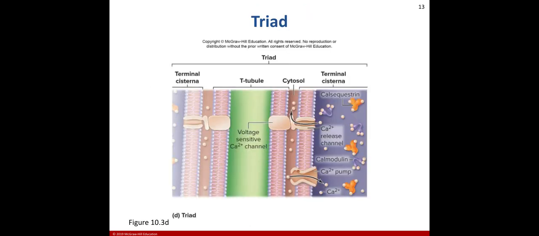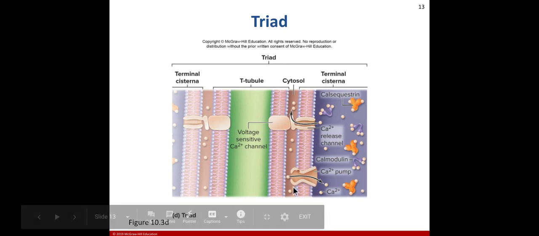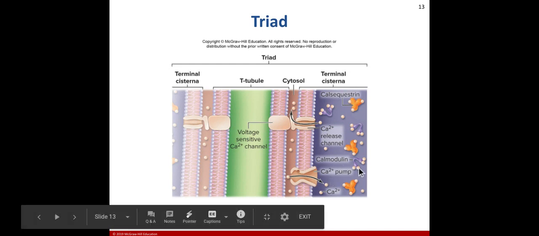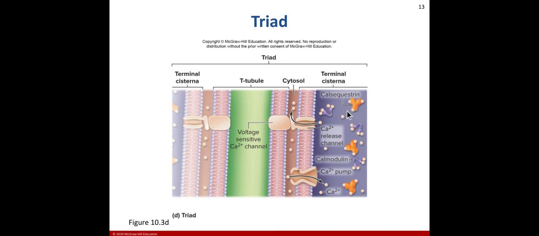Here's that triad more closely, where you've got your T-tubule and you've got in between here this voltage-sensitive calcium channel. So from the cytosol, you are able to sort of pump out these calcium ions. They'll also fall back in through this calcium pump, where we're able to grab onto them with that calmodulin and calsequestrin. So we're holding on to them until we want to pump them back out into the cytosol.